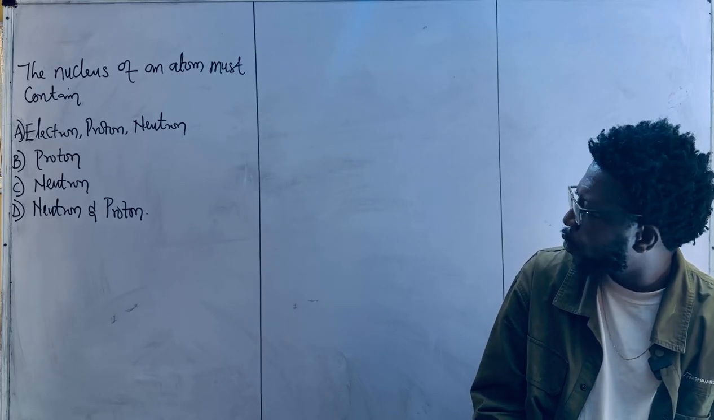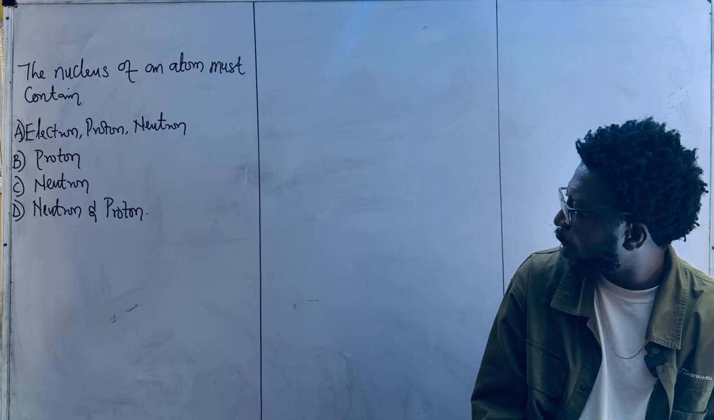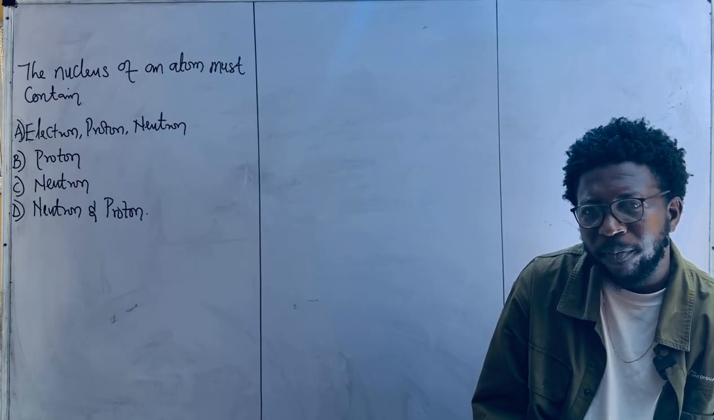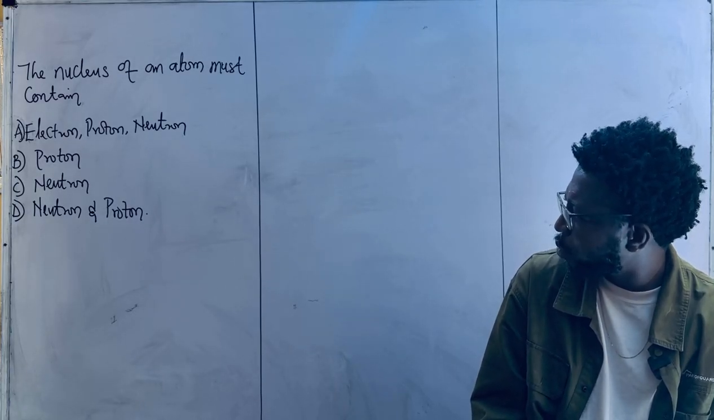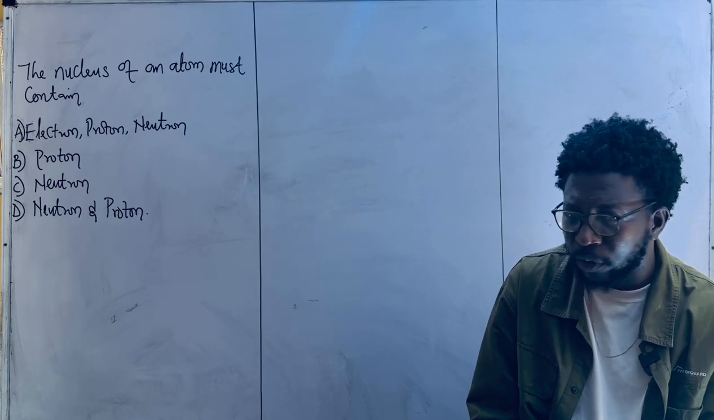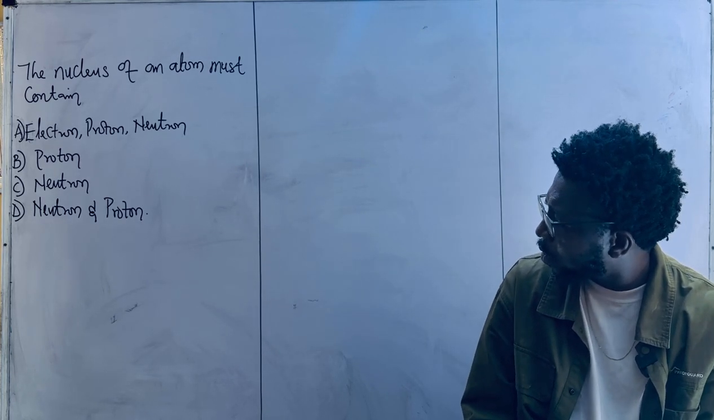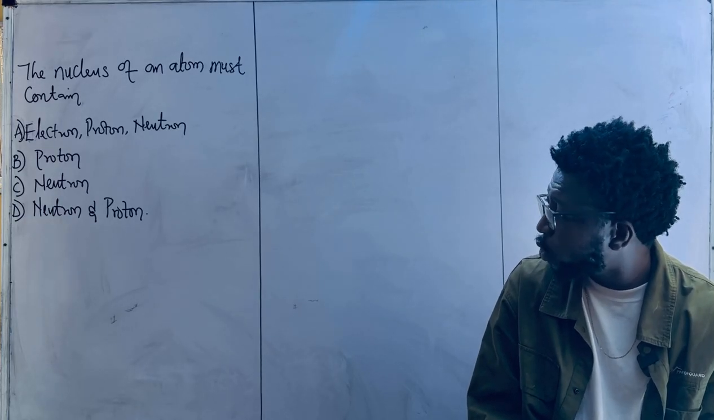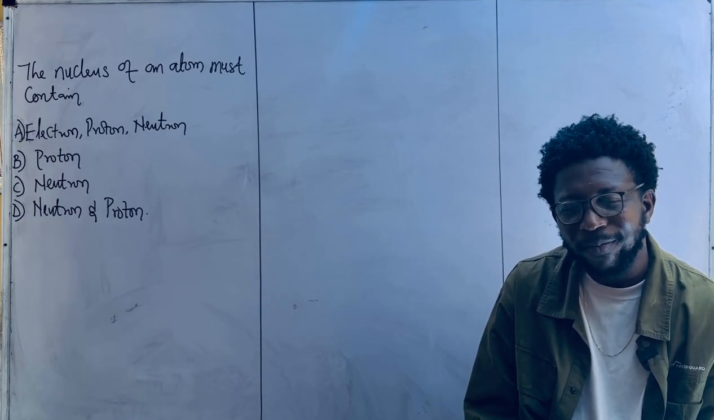In that concept, we are not going to pick option B. We are not going to pick option C. However, we should be picking option D, which is what? Neutron and proton. If you pick option A, you are wrong. If you pick option D, you are also wrong.